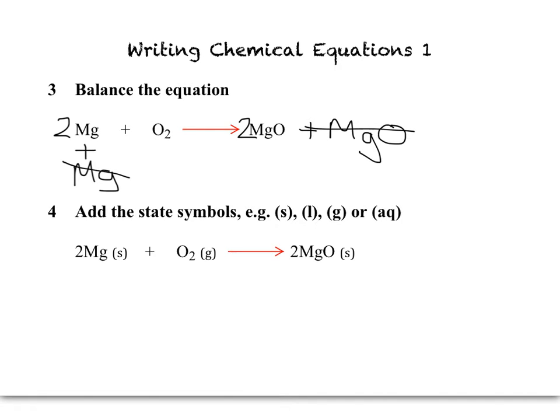MgO is an ionic substance. Easy to tell as it contains a metal and a non-metal. All ionic substances are solids at room temperature. This is now the fully balanced chemical equation and is found in this form in all chemistry textbooks in every country in the world.